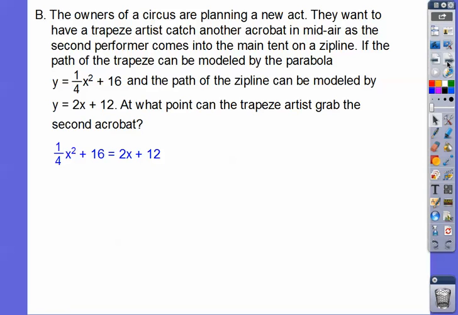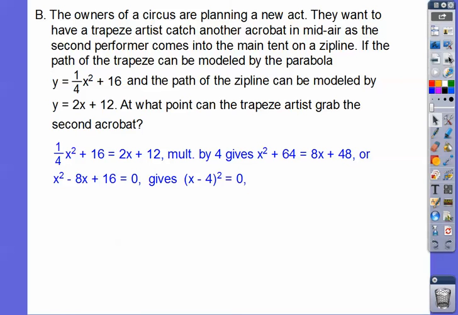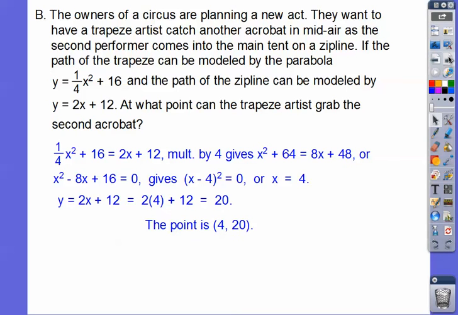So let's go ahead and set them equal to each other because they're both equal to y. So this side of this y equals this y right here, and then we got a quadratic. Let's see, I think I multiplied everything by 4 to get rid of that. Yeah, so if we multiply by 4, it gets rid of that. And then we'll subtract 8x and subtract 48, and we get that. It's a perfect square trinomial, factors to a binomial squared. So we get x equals 4. Okay, so we plug in 4 and we get y equals 20. So the point that they're going to find each other is at 4 comma 20.